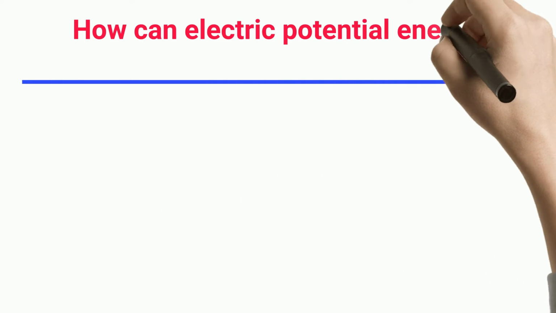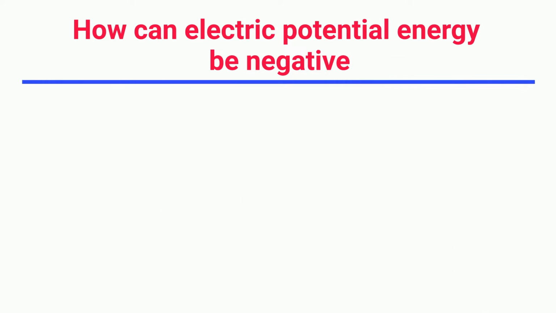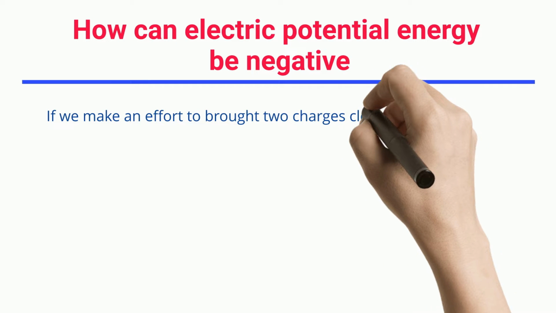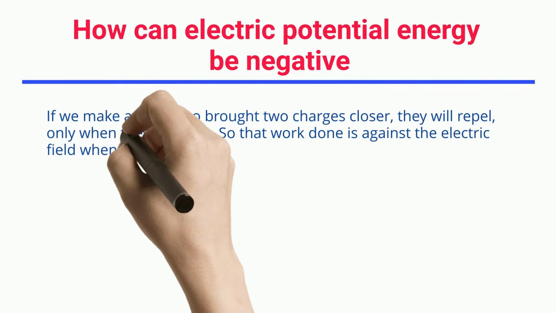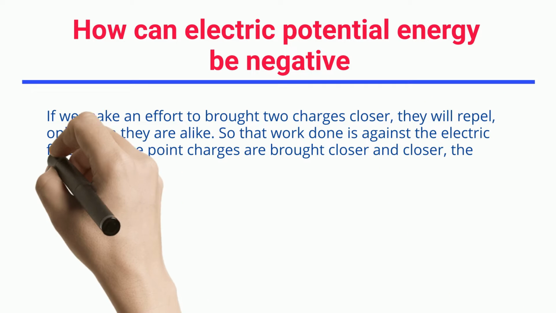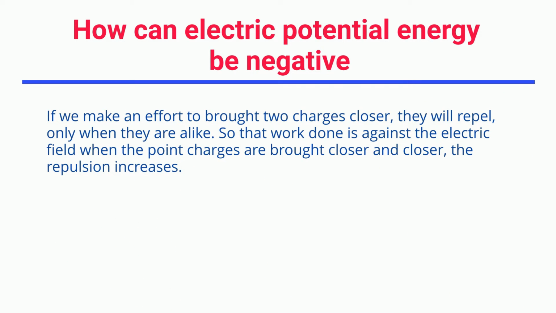How can electric potential energy be negative? If we make an effort to draw two charges closer, they will repel only when they are alike. So that work done is against the electric field. When the point charges are brought closer and closer, the repulsion increases.